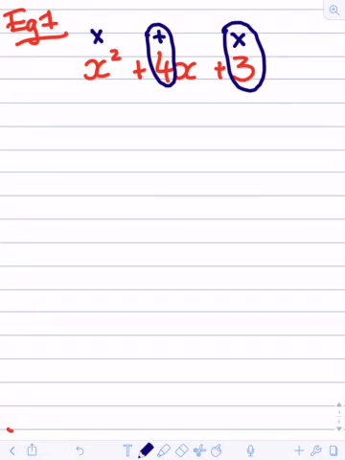So the first thing I do is I write all of the multiples of the last number down. And the only multiple of the last number is 1 times 3. So 1 times 3 is 3. 1 plus 3 is 4. So our two numbers are 1 and 3. So our first step was to write times plus times. Then it was to find the two numbers that multiply to give the last and add to give the middle. And then we separate the middle term into these two numbers.